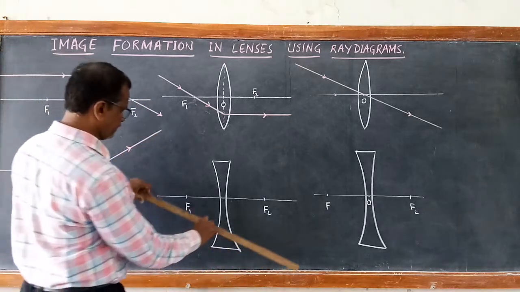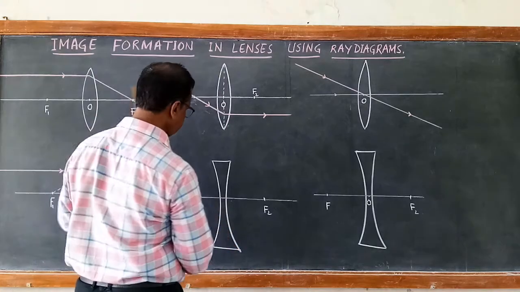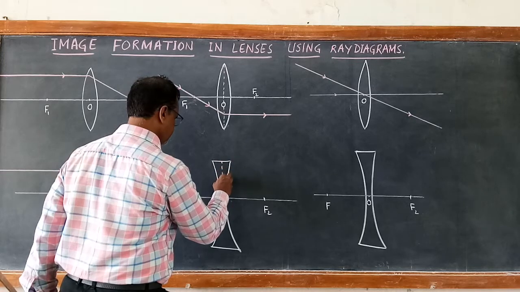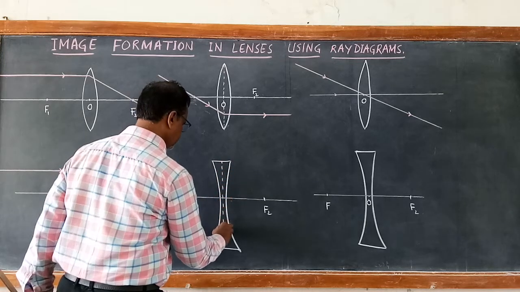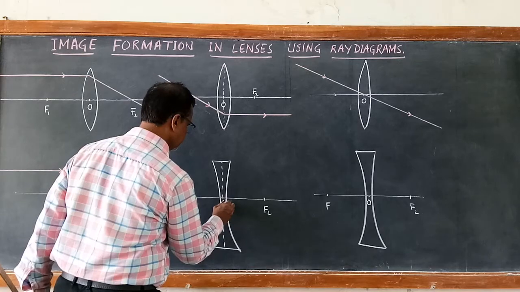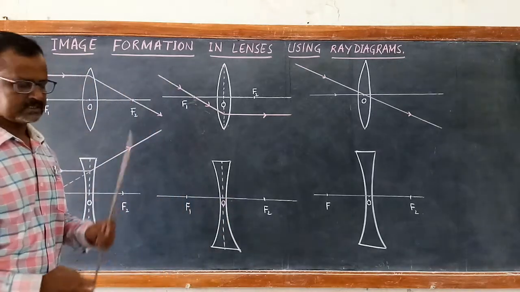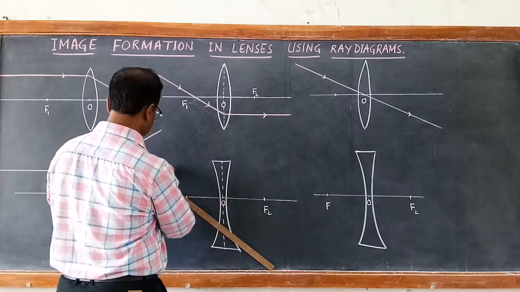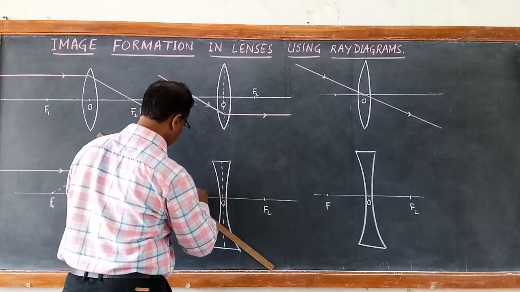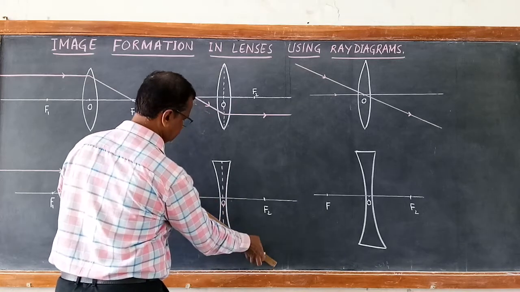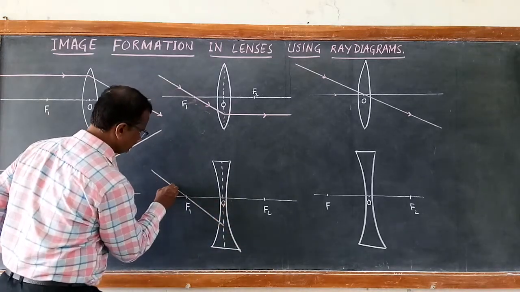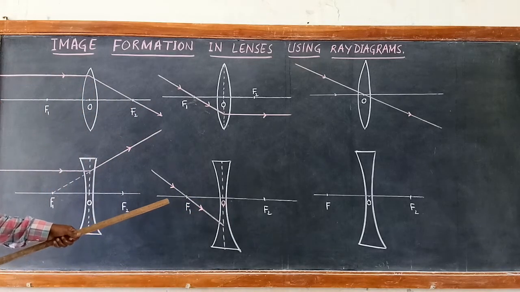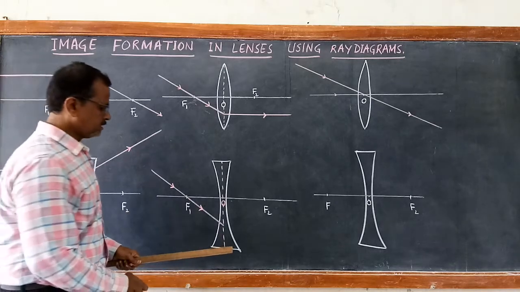Now the second one. The ray of light falling parallel to the principal axis is over now. This is the optic center. If the ray of light is incident such that it is passing through the focus, show the arrow mark. You must show the arrow mark. That will give the direction of the ray of light. See here.